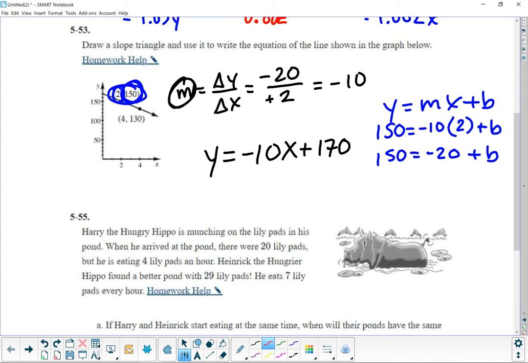So we leave the b alone and do the inverse operation. So, excuse me. In the inverse operation, we're going to go ahead and add 20 because that's the opposite of minus 20. These cancel, and we get b equals, and then 150 plus 20 is 170, and we were correct. So this is our answer.